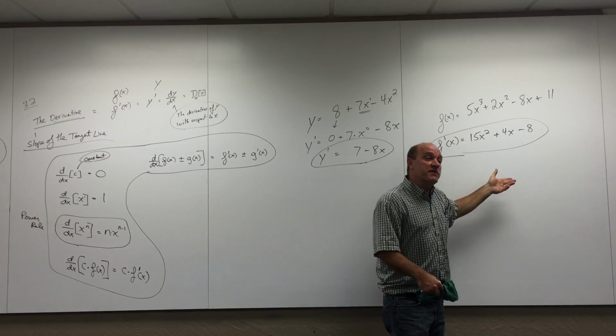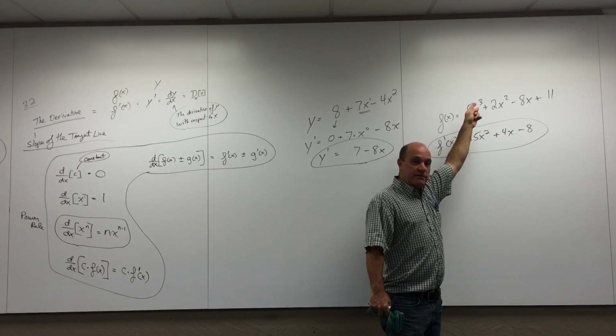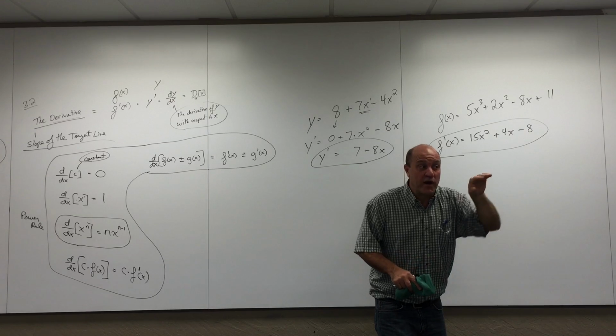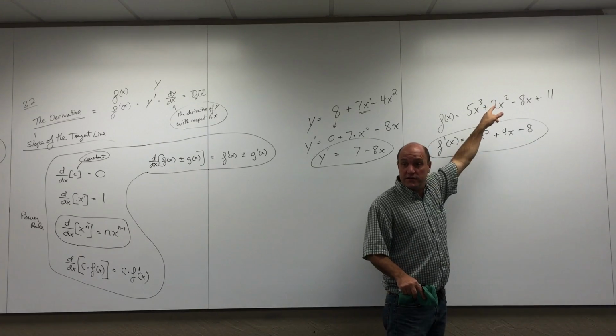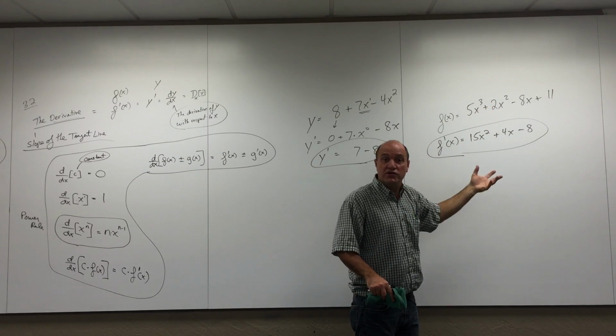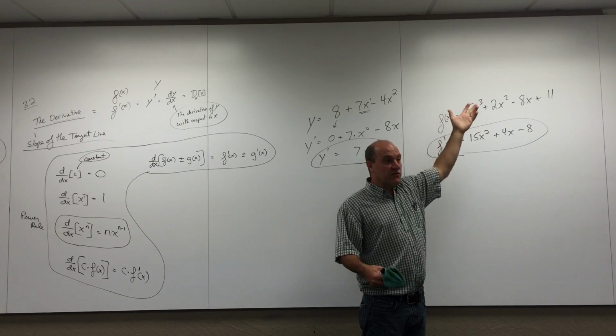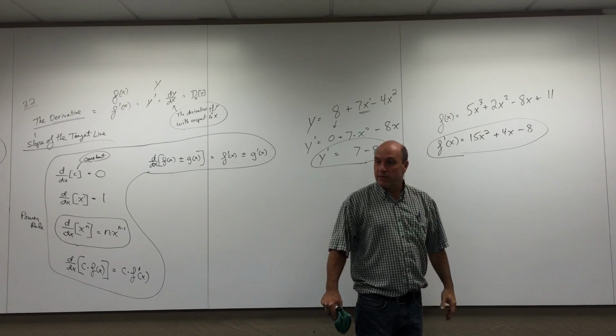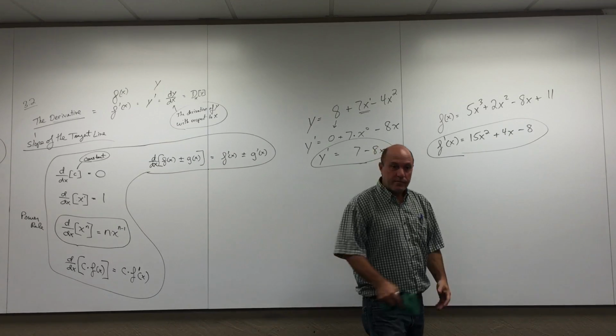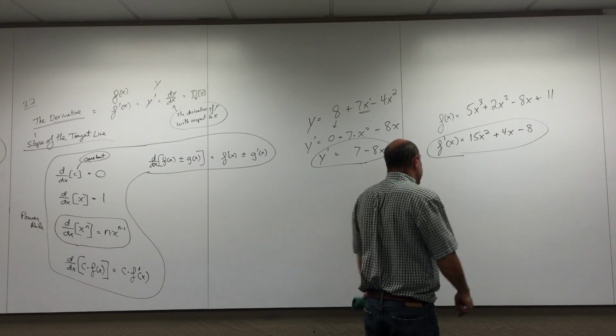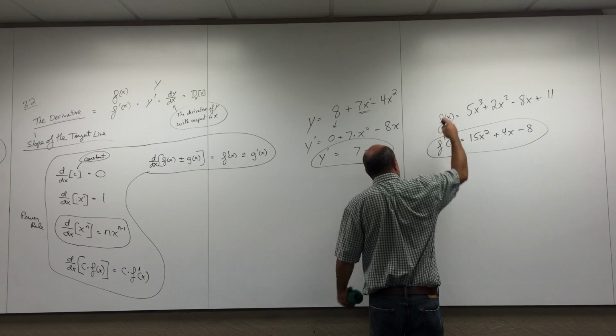It's a function that tells me the rate of change of that function. It tells me the instantaneous rate of change of that function. It's this new function that tells me the rate of change, or the slope, of the original function. It's the derivative, right?